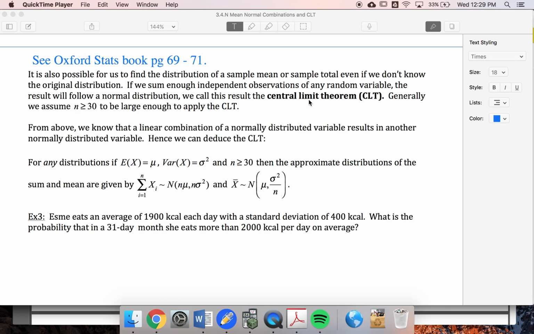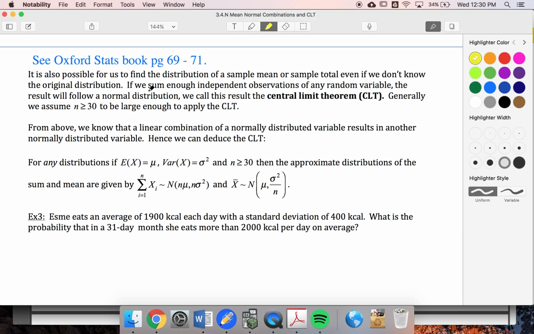The basic idea of the central limit theorem is that no matter what type of distribution we have, if we take enough independent observations from it, our results of the X bar, the mean of those results, will mimic a normal distribution no matter what type of original distribution we had. But we have to take a large enough sample.